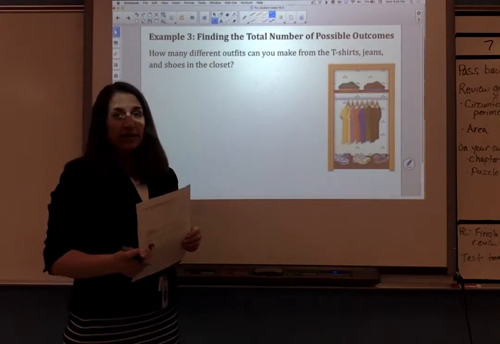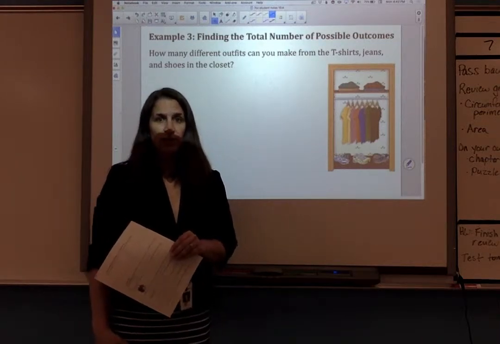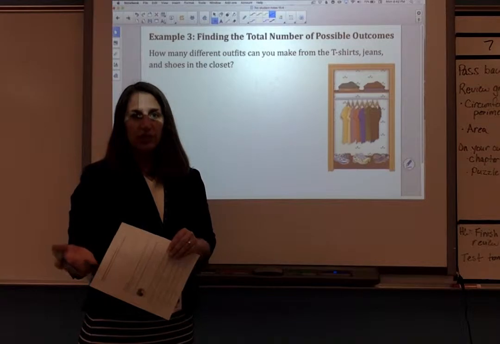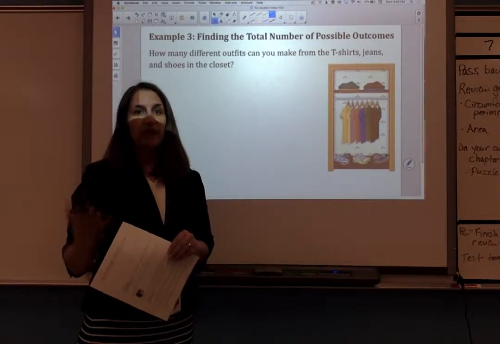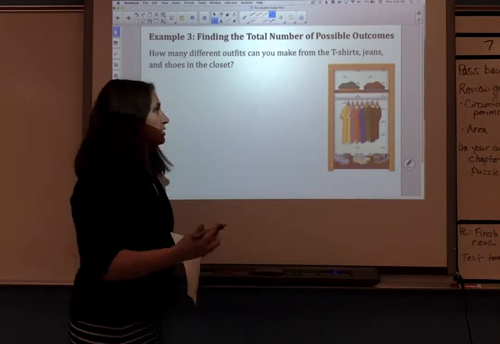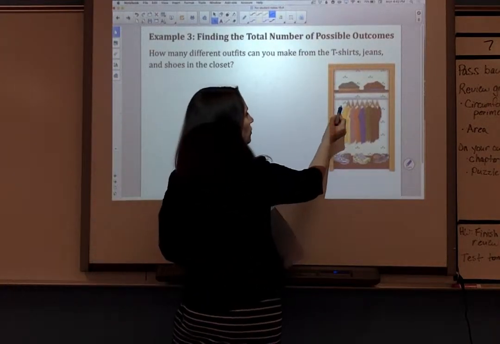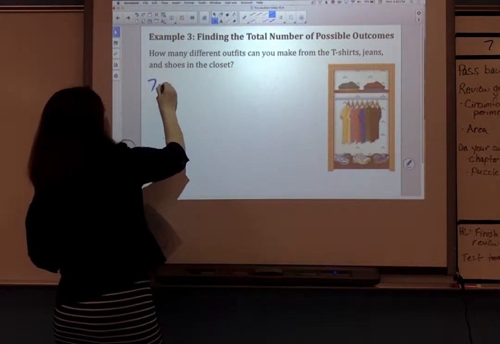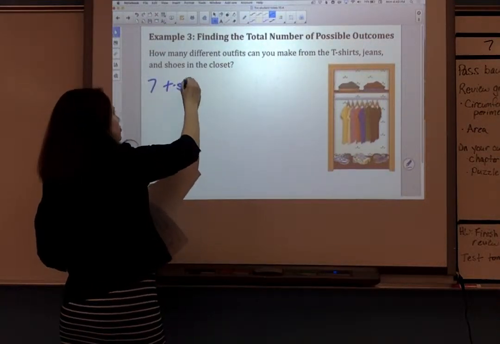Let's look at another example. We're going to practice using this fundamental counting principle. How many different outfits can you make from the t-shirts, jeans, and shoes in this closet? So let's look at how many outcomes for each event first. So t-shirts, we're going to count. There's 1, 2, 3, 4, 5, 6, 7. So we're going to write this down. 7 t-shirts.